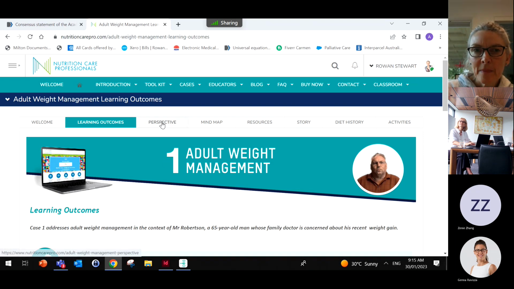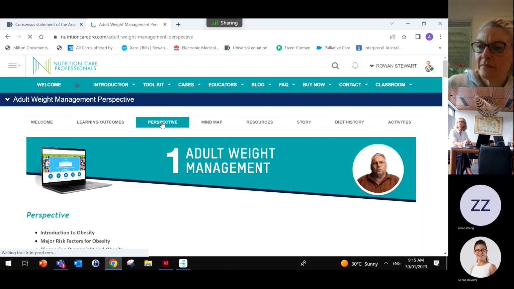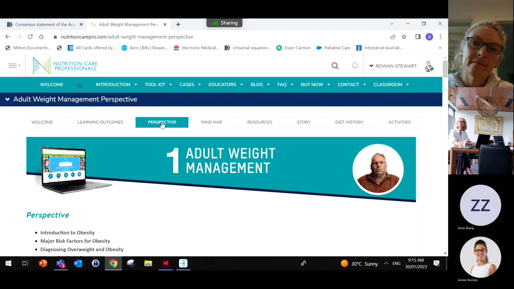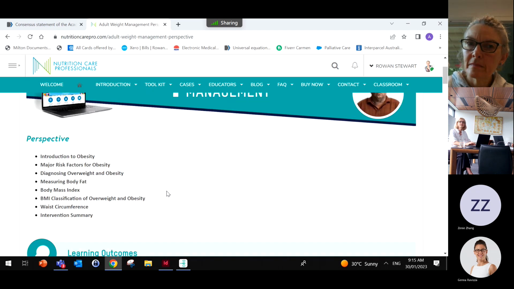Okay, in every one of our cases, we offer at least one perspective. The more complex the patient, the more perspectives we offer. So if we have comorbidities, and say the patient has 4 or 5 other clinical conditions, then we will give you 5 perspectives for that patient. In this case, we only have the adult weight management perspective. These dot points are hyperlinked.